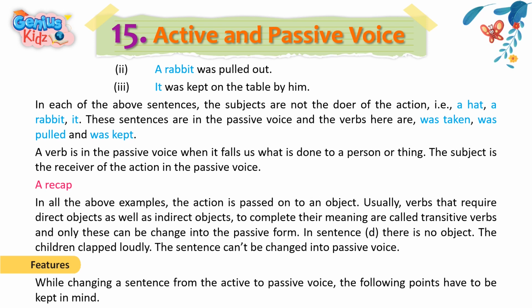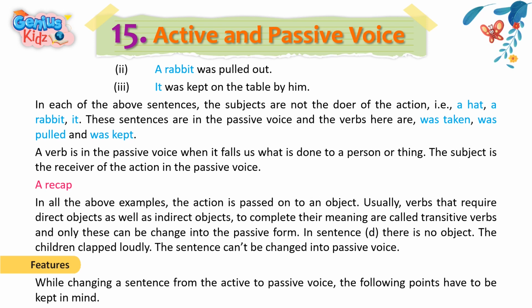In each of the above sentences, the subjects are not the doer of the action, that is a hat, a rabbit, it. These sentences are in the passive voice and the verbs here are was taken, was pulled and was kept. A verb is in the passive voice when it tells what is done to a person or thing. The subject is the receiver of the action in the passive voice. A recap: in all the above examples, the action is passed on to an object.